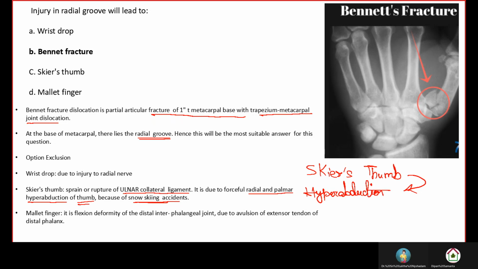Mallet finger is a flexion deformity of the distal interphalangeal joint due to avulsion of the extensor tendon of the distal phalanx. This is mallet finger.